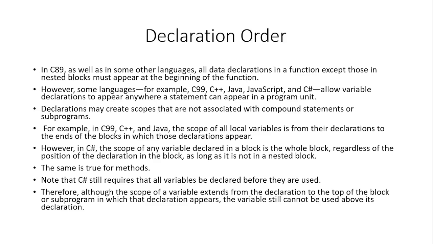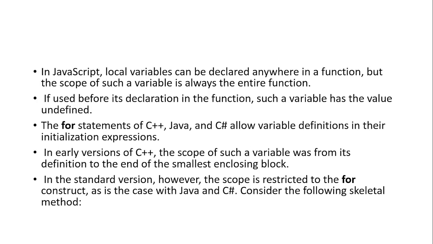That is the declaration order. So in JavaScript, local variables can be declared anywhere in a function, but the scope of such a variable is always the entire function. If used before its declaration in the function, such a variable has the value undefined, because its value is yet to come.